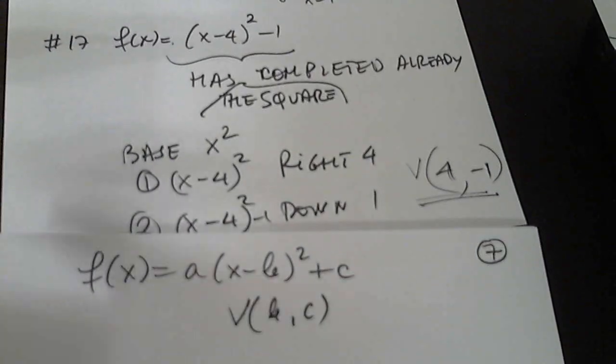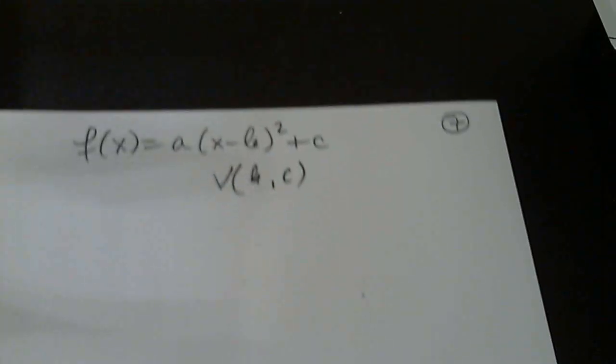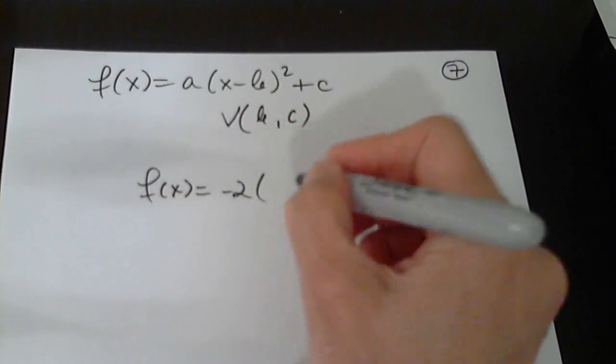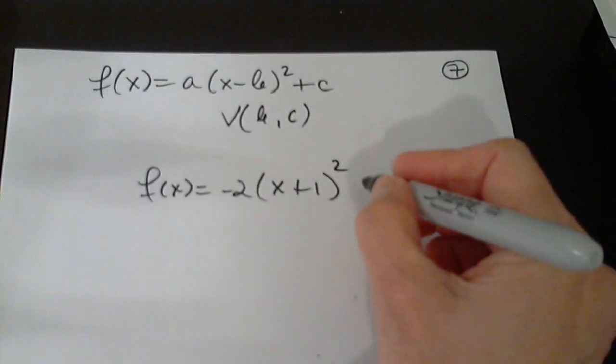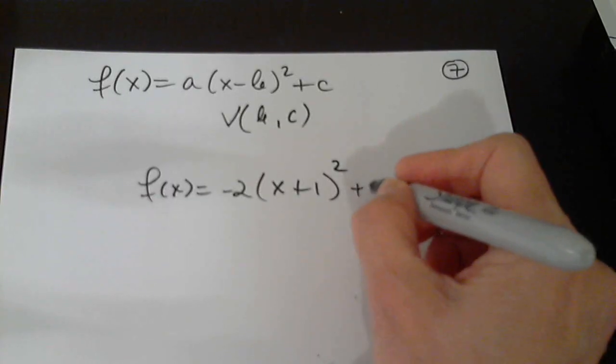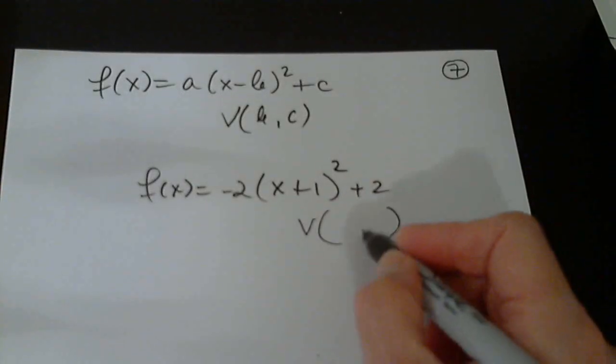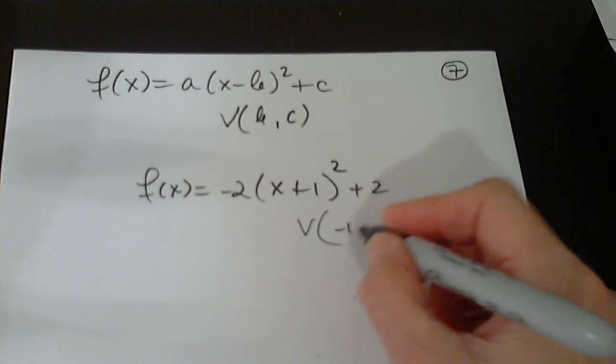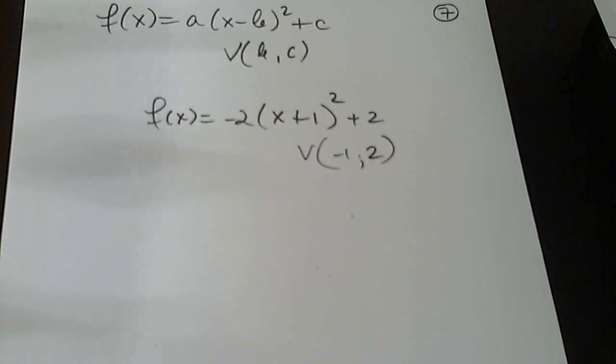So here's one other example before we continue. These are notes, right? If I have, let's say, f of x equals -2 times (x plus 1) squared, plus 2, can anyone, with no calculations, identify the vertex? (-1, 2). That's it. Here's one more.